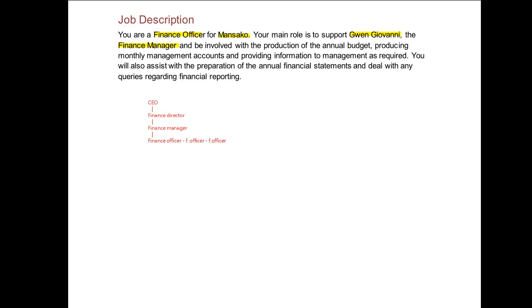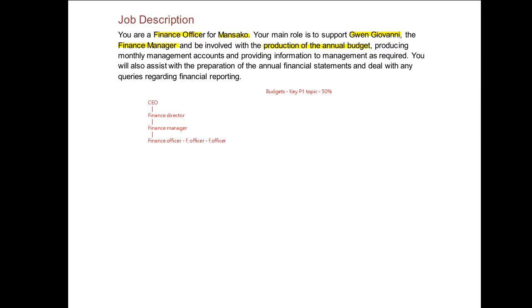And your main role is to support Gwen Giovanni, the finance manager, and be involved with the production of the annual budget. Okay, so budgets, obviously, they are a key P1 topic. And when you look at the structure of the operational case study exam, P1 topics make up 50% of the marks available. So there's no chance really of you passing the OCS if you don't know your P1 topics. And since you're producing the annual budget, there's a pretty good chance that there'll be a question or an issue in some way related to budgets.